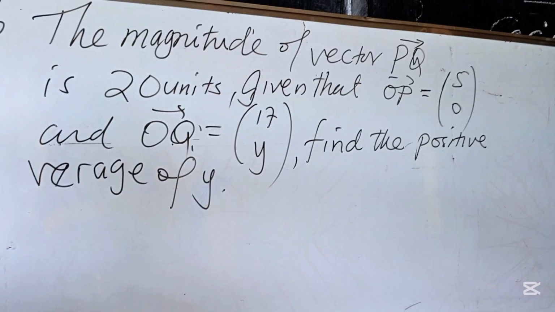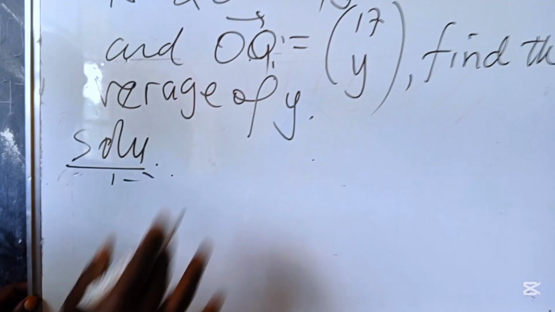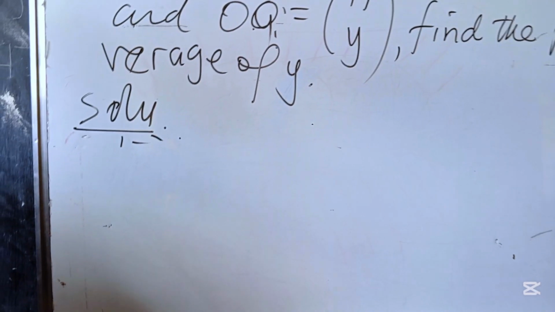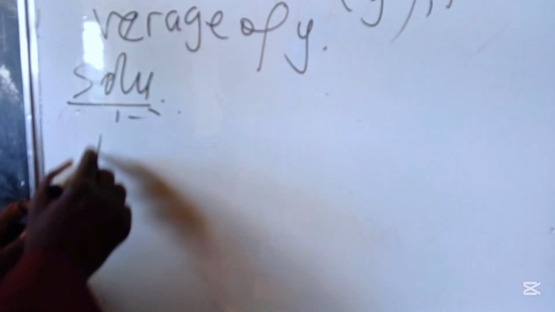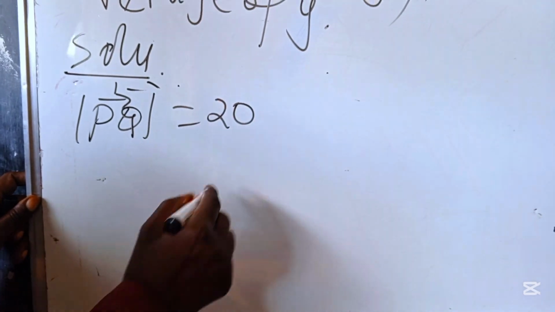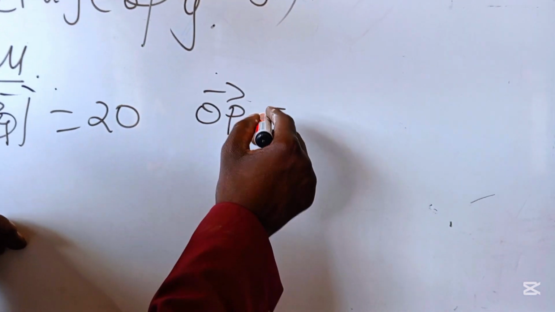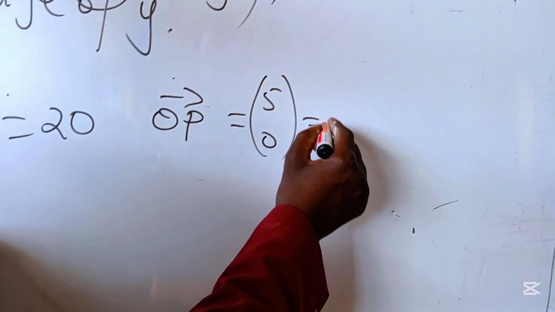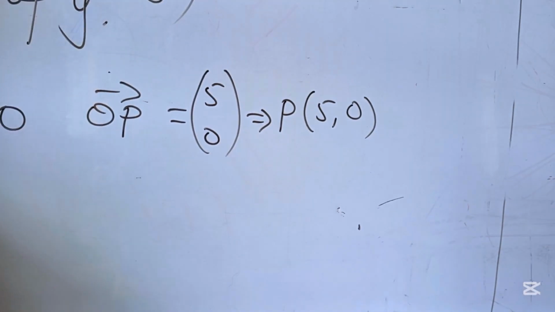So, first of all, the solution. How do we answer this question? What I know is the magnitude of vector PQ is 20. I have to change vector OP, which is a column vector (5, 0), into a coordinate. So 5, 0 is my coordinate.